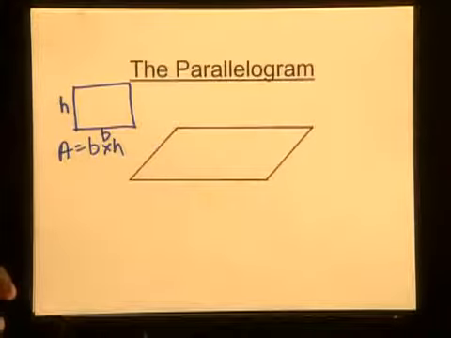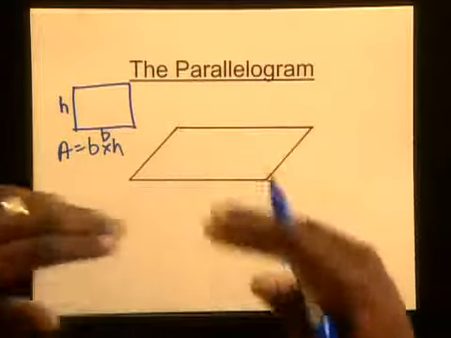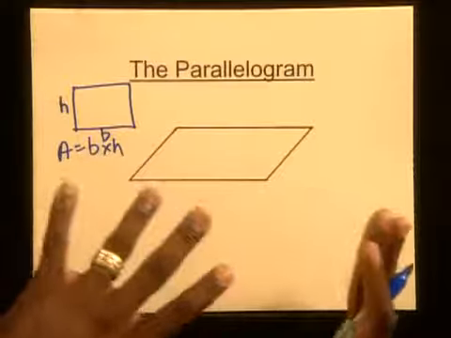Now we have this figure here, which is called a parallelogram, because these two sides are parallel, and the top two sides are parallel. So they call it a parallelogram. You with me? So check this out. See how this thing is kind of slanted to the side?